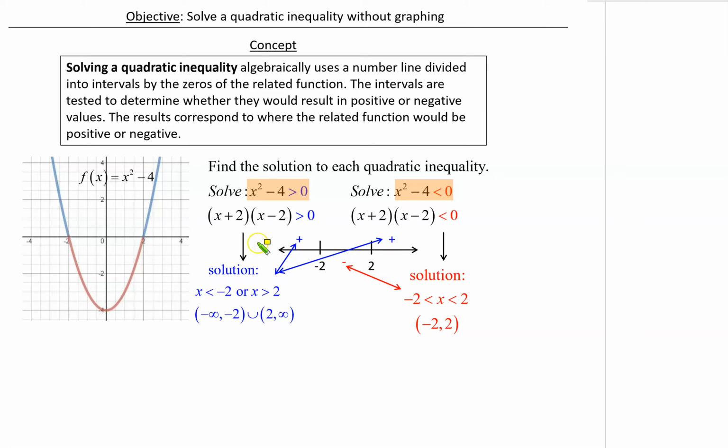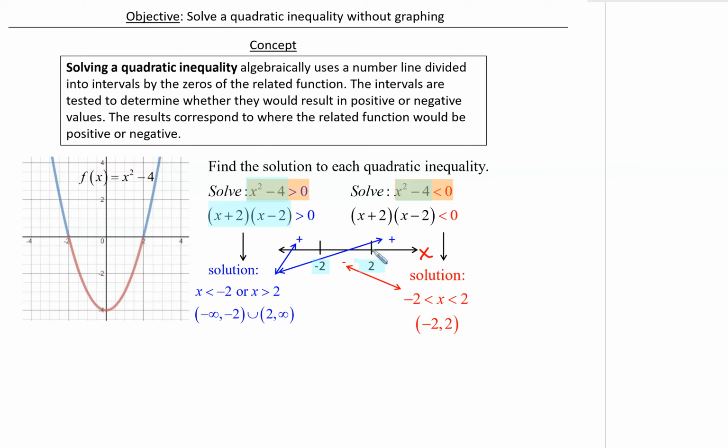One of the things we're going to have to do is figure out the zeros of the related function y equals x squared minus 4. And so we can use our factoring skills to figure out where our zeros are, which would be at -2 and +2, and that's graphed here on this number line. This number line actually represents our x-axis of the related function, and these are the zeros.